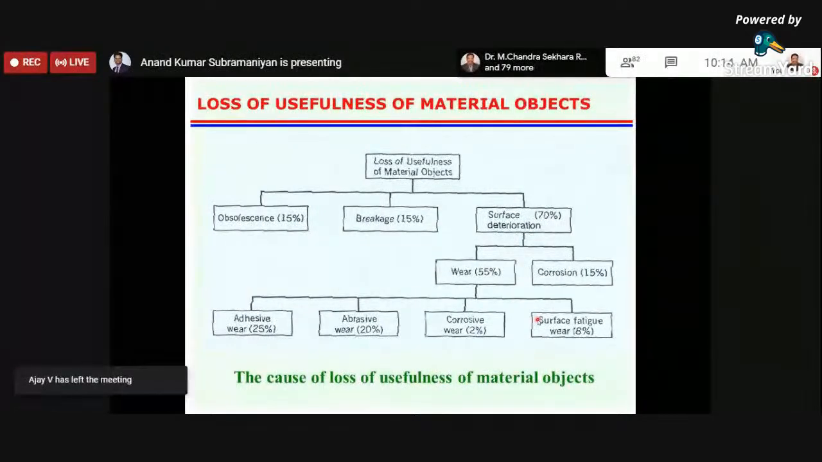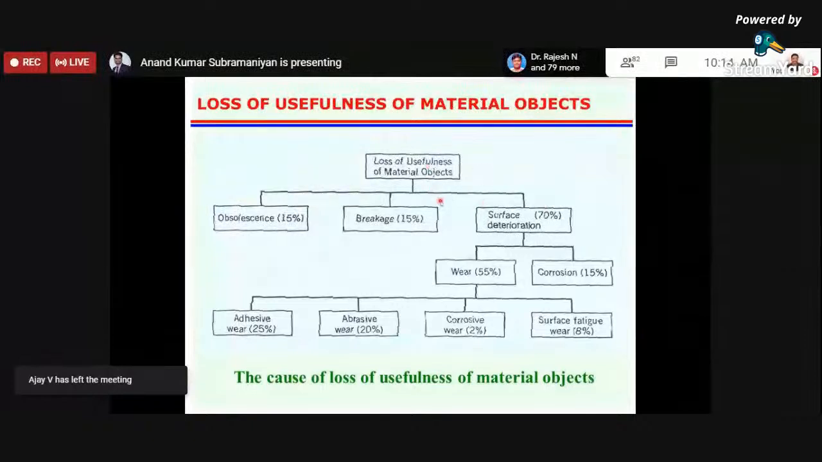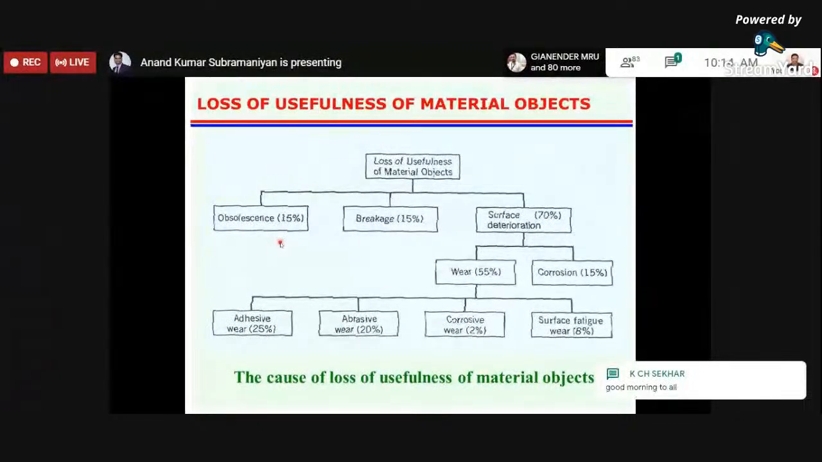So that being the case, can we classify material failure into different categories? That can be understood from this flow chart, where we can also call it the material loss, in other words the loss of usefulness of the material object or the component. Primarily they have three different categories. One is obsolescence, where your component becomes obsolete, right? Technological development happens, and the current component might not suit the given application.